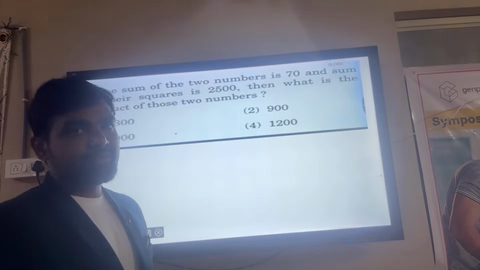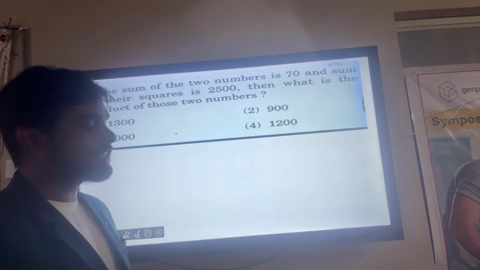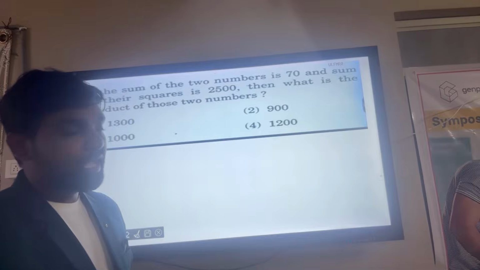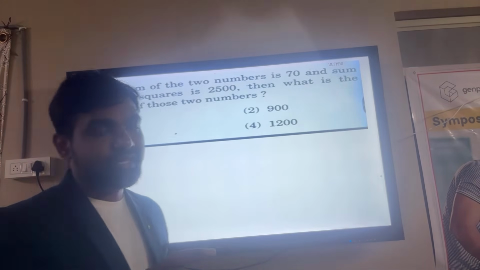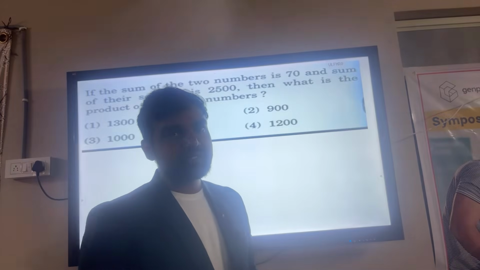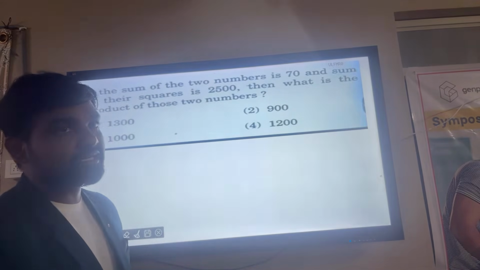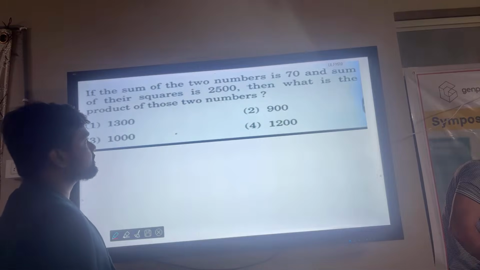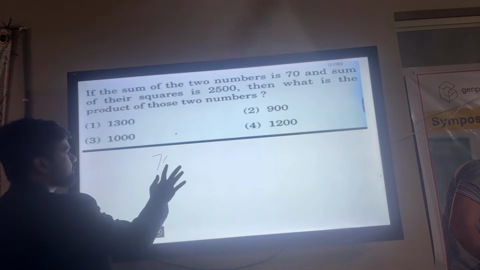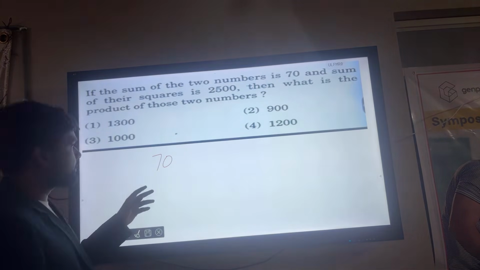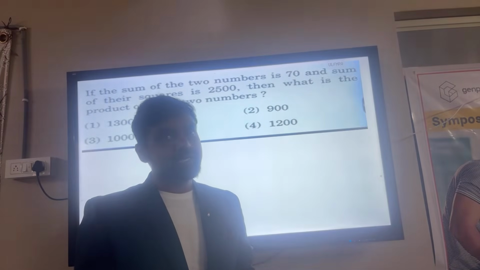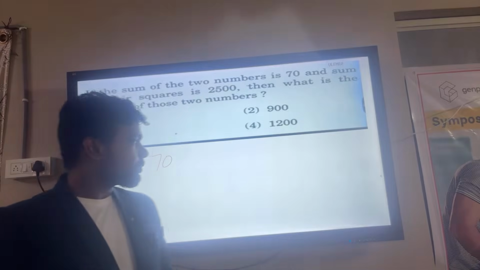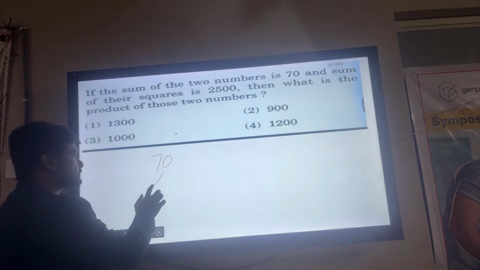Okay, assume two numbers x and y. Their sum is 70, nothing but x plus y is equal to 70. And the square sum is 2500, nothing but x square plus y square. Okay, you can identify that one also. And one more method is the trial and error method. The two numbers' sum is what? 70. You can assume 10 and 60, 20 and 50, any numbers. I will assume 40, 30.